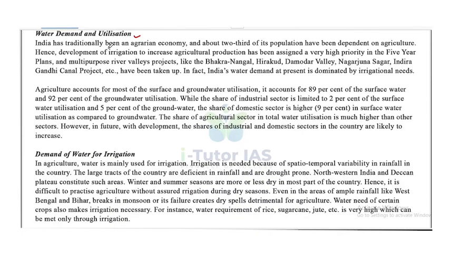India has traditionally been an agrarian economy and about 2/3 of its population have been dependent on agriculture. Hence, development of irrigation to increase agriculture production has been assigned a very high priority in the 5-year plans and multi-purpose river valley projects like the Bhakranangal, Hirakud, Damodar Valley, Nagarjuna Sagar, Indira Gandhi Canal Project, etc.